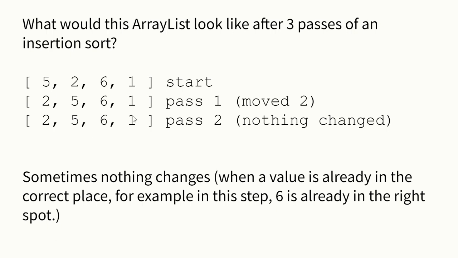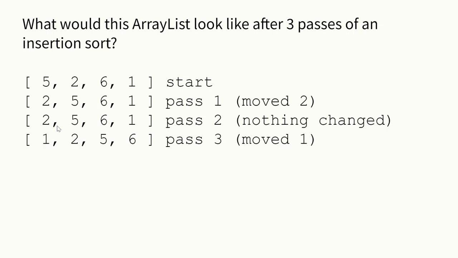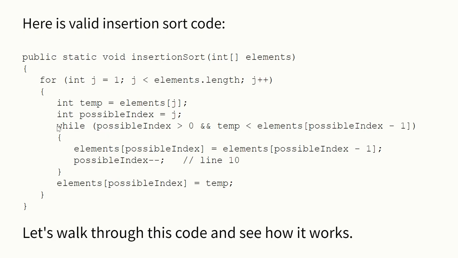Next pass, it's going to be looking at the 1, and it's going to say, should this 1 go anywhere earlier? Obviously it should. So the third pass is it moves the 1. So this little 4-item data set, we got perfectly sorted in 3 passes. And you'll have this in your slide deck.